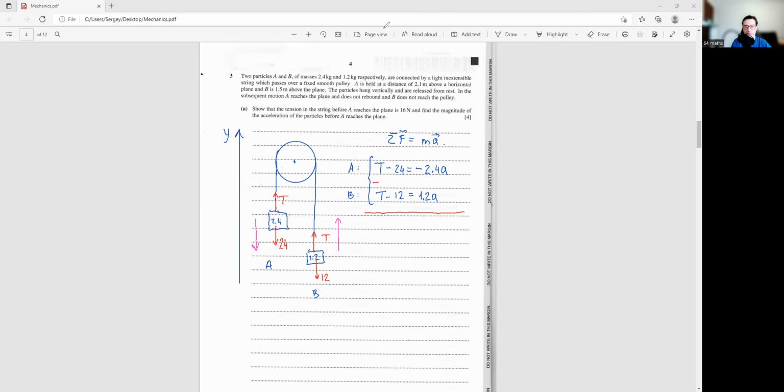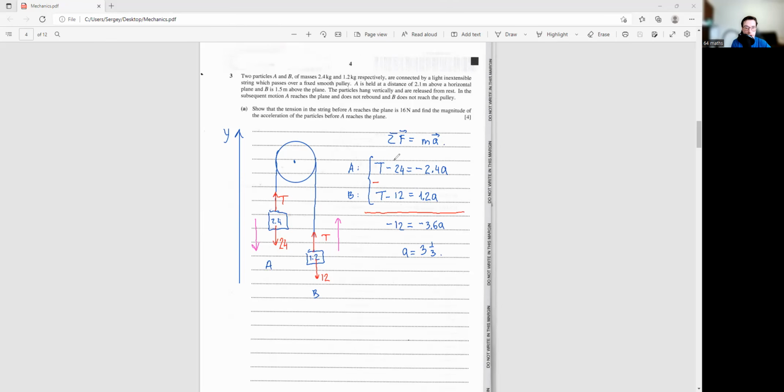And I will do term by term. Now, t minus t gives me 0, minus 24, minus 12, which makes it plus 12. So overall, we got minus 12 equals minus 2.4 minus 1.2. That is minus 3.6 a. Now divide both sides by minus 3.6. And I got 3 1/3. I'll keep it this way for better precision.